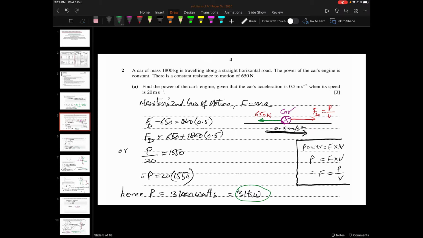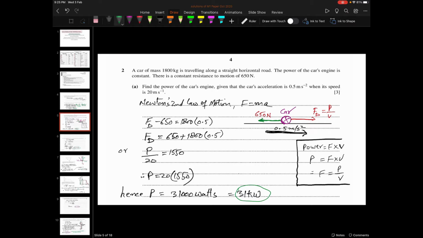In order to find the power of the car engine, we should use Newton's second law of motion, which is F equals ma. The net force which is acting on the car is equal to Fd minus 650 Newton. We have Fd minus 650 is equal to ma, I mean 800 into 0.5. So Fd is equal to 650 plus 800 into 0.5.